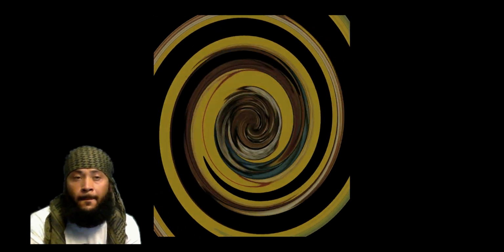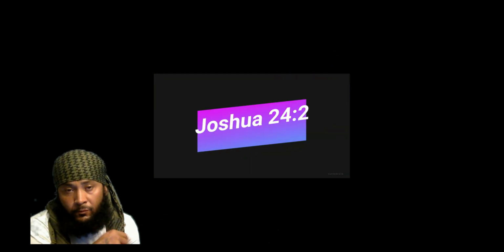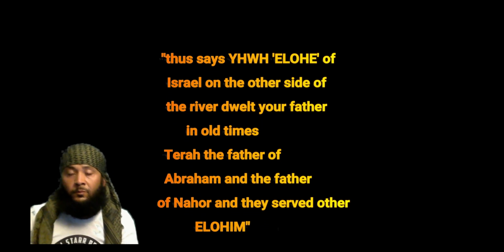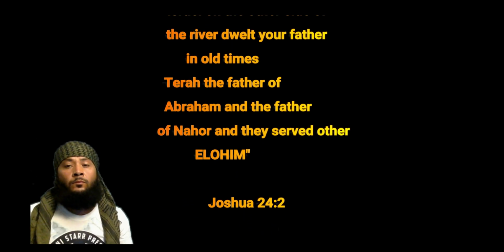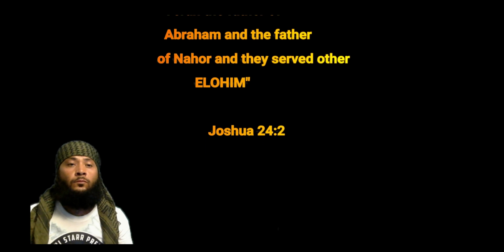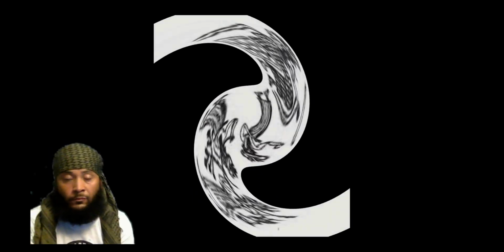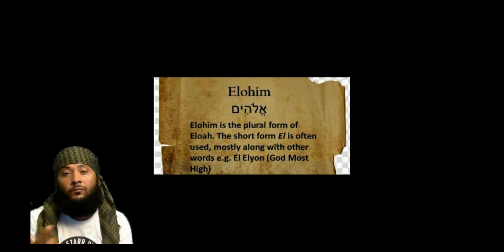Joshua also makes reference to the Elohim from across the river in Joshua 24:2, when it states, "Thus says Yahweh, Elohe of Israel, on the other side of the river dwelt your fathers. In old times, Terah, the father of Abraham and the father of Nahor, and they served other Elohim." So essentially, Terah served a different Elohim from that of Abraham, which is the Elohe of Israel, simply signifying it's more than one Elohim, the same belief as the Sumerians and the Anunnaki.